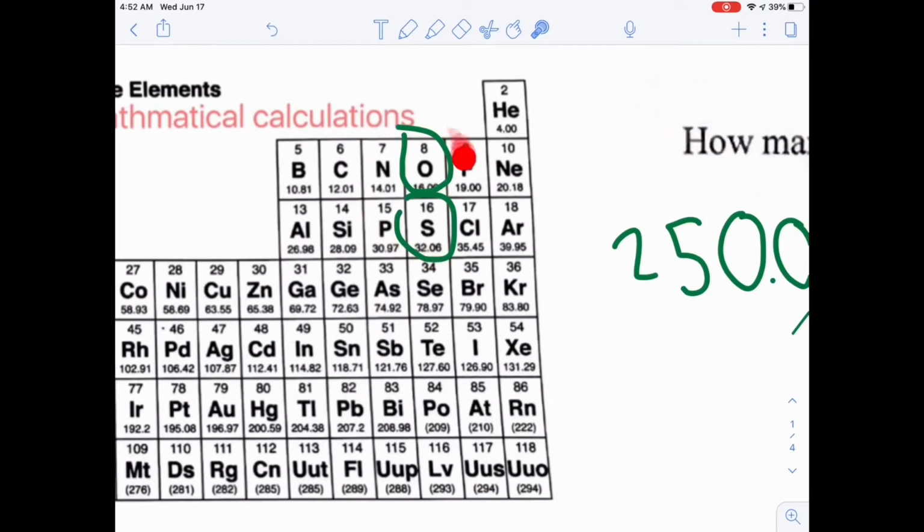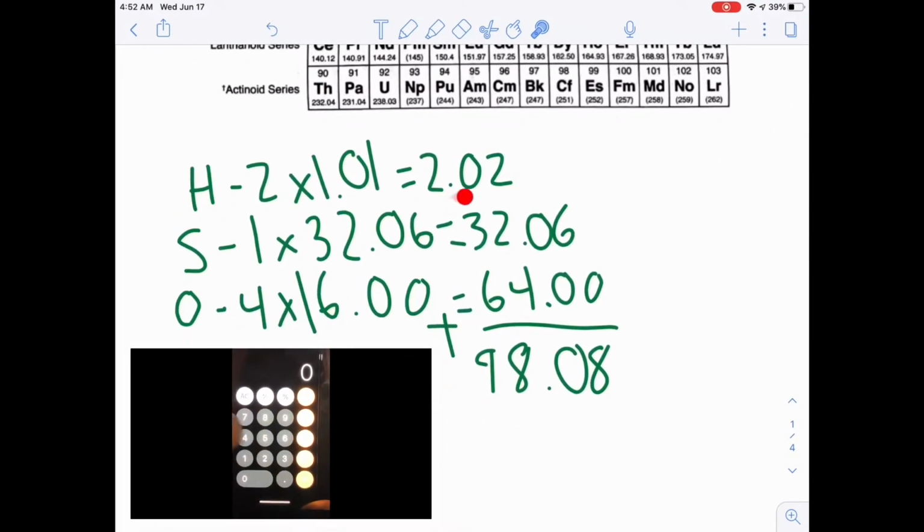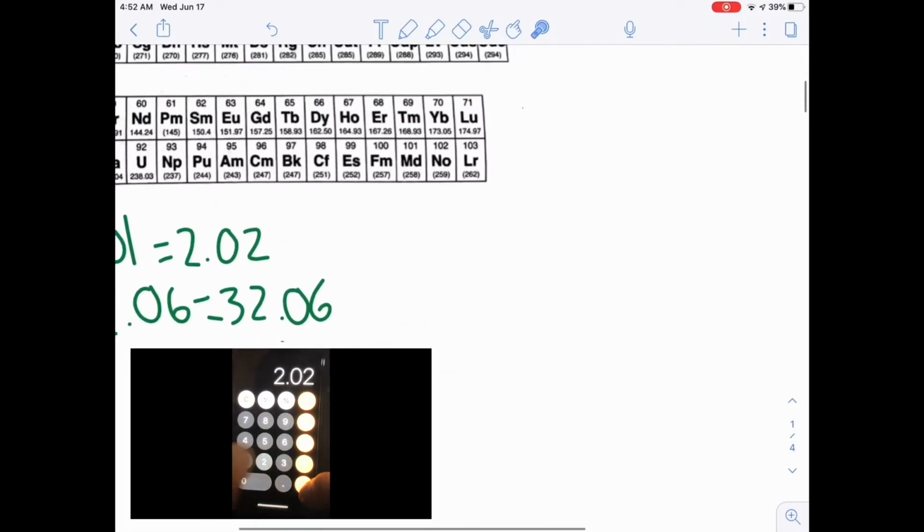So to find the molar mass, we have to take the individual masses of all these elements and multiply it by the subscripts. So you see I'm doing it here. Next, we're going to add all those numbers up to get 98.08. So that number is our molar mass.